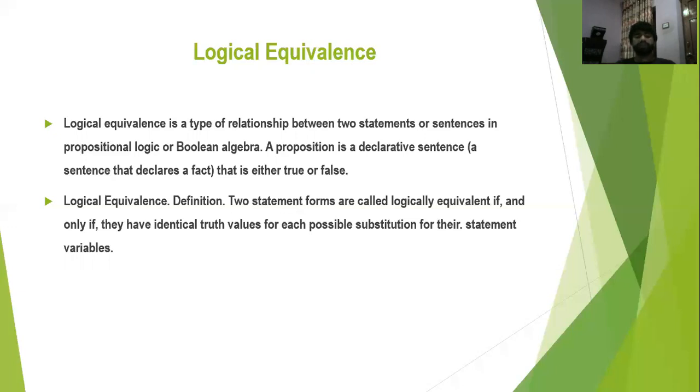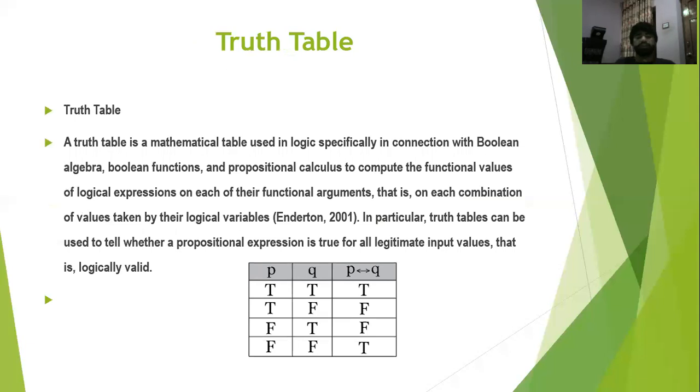Truth values for each possible substitution for their statement variables. So here is a truth table. A truth table is a mathematical table used especially in logic. We use a truth table in math, and discrete math is part of pure mathematics. So we make a diagram for the truth table, and here we use logic operations.